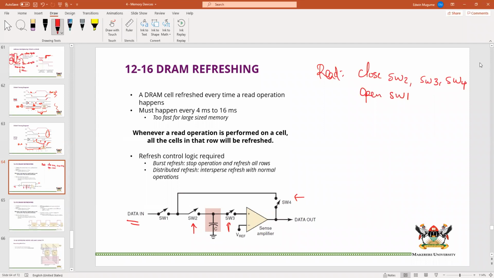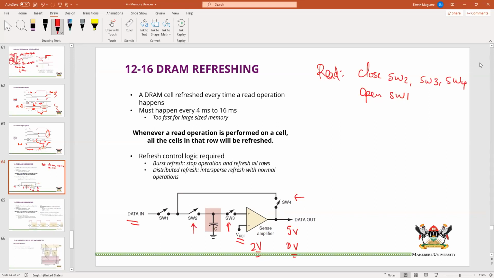So anyway, whatever charges on this capacitor will go through the SW3 switch and gets compared to some V reference. This could be 2 volts. So if that voltage is above 2 volts, you have bit one. If it's below 2 volts, you have bit zero. And so the sense amplifier, if it senses a value that is greater than the V reference, it will generate a fresh 5 volts. If it is below, it will generate a fresh 0 volts.